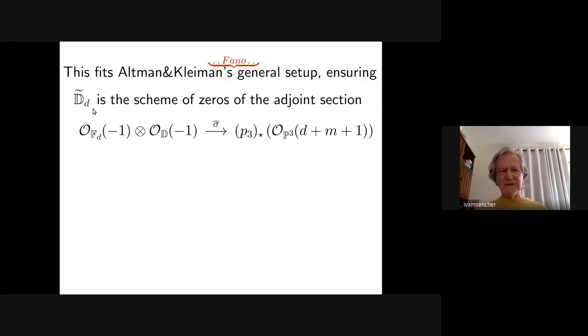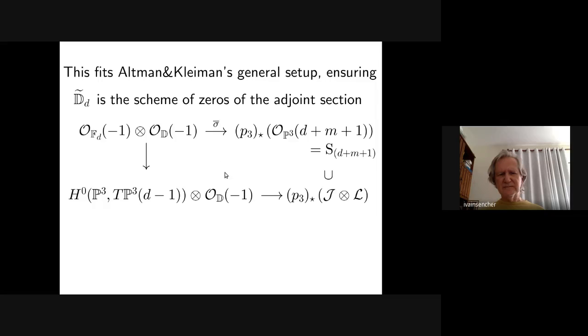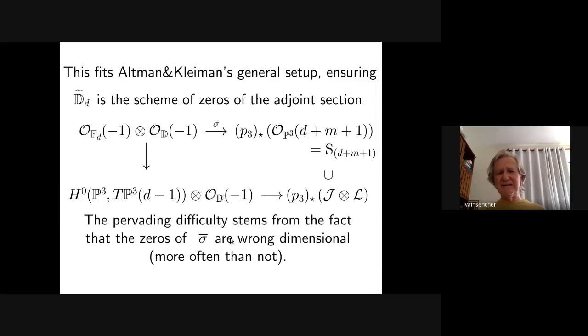The correspondence, the tilde D, is the scheme of zeros of the so-called adjoint section that we have here. The problem now is that the zeros of this section are wild. I mean, they don't have the correct dimension in general. I'll show you why in a minute. So that's the difficulty to be dealt with here.